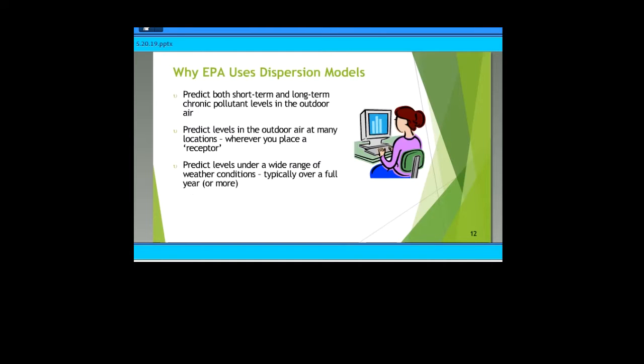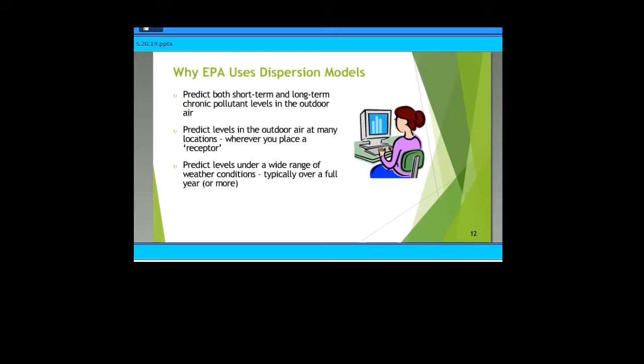So why do we use dispersion models? Dispersion models are good because they can predict both short-term and long-term pollutant levels in the outdoor air. So we can say, well, what's the concentration at an hour, for example, next to this facility, or the highest hour of the year, or the highest series of hours during the year, if we're looking at a pollutant that we're concerned about for a short period of time, if you're breathing it for a short period of time.